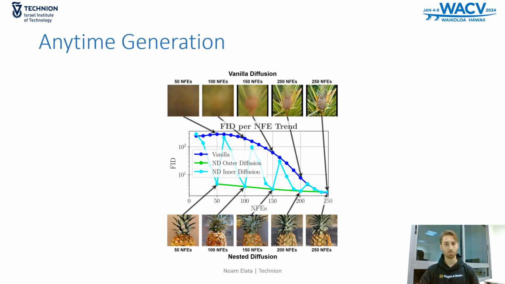If terminated prematurely, nested diffusion would return an image from the last outer step, shown along the green line, to ensure that a satisfying sample is always returned. We notice that the final FID score for both algorithms is comparable at the end of sampling.